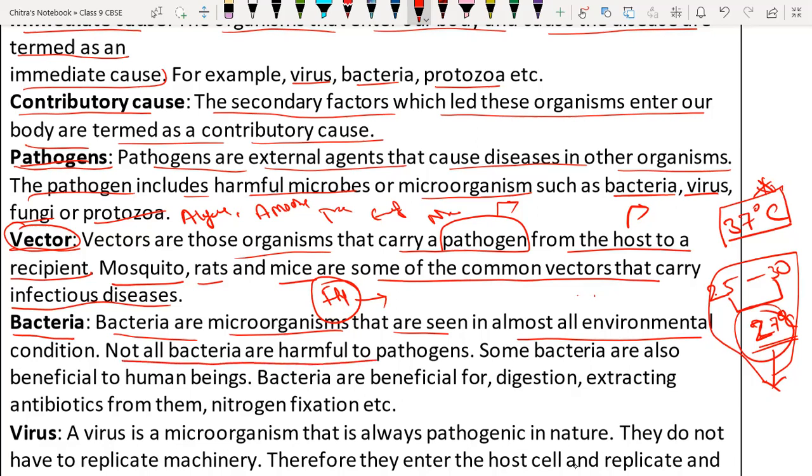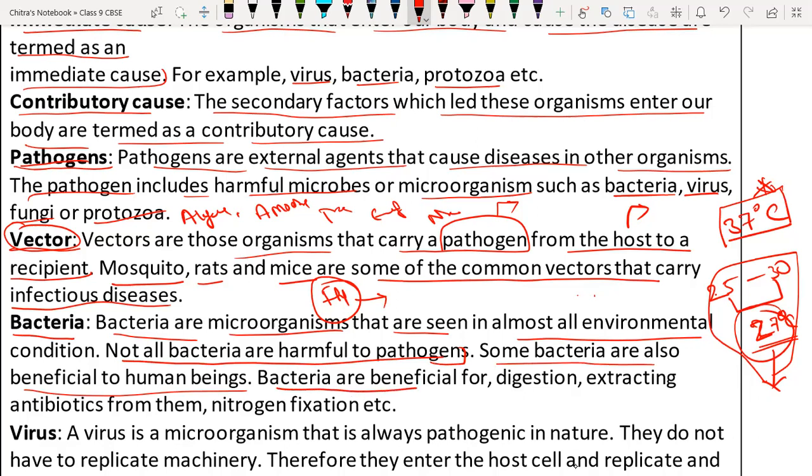Not all bacteria are harmful pathogens. Most of the bacteria are also useful, like lactobacilli. It is very useful for the human body. Is it, everyone? Yes, sir. Some bacteria are also beneficial to human beings, such as lactobacilli.